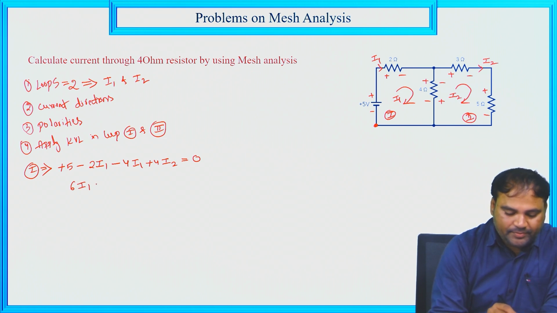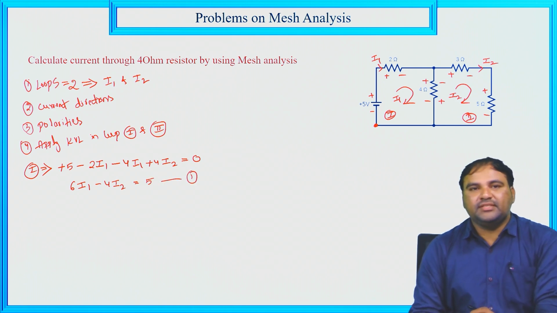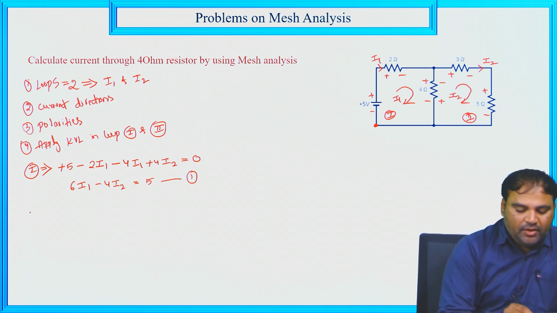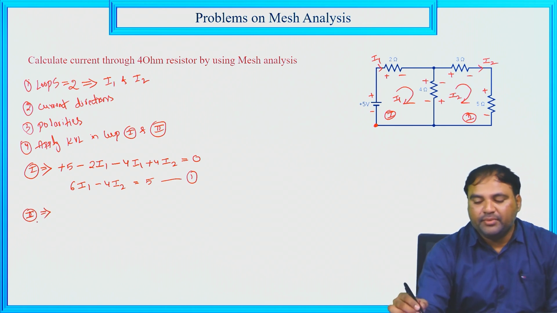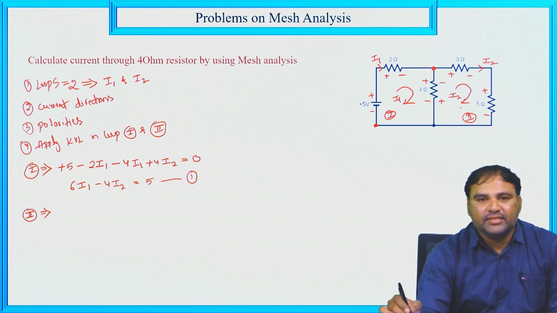Now simplify the equation: 6I1 minus 4I2 equal to 5. Let us take this as equation number 1. This is the first loop equation, and now we need to apply the KVL in the second loop. For the second loop, I am starting from this point. We have to go in the clockwise direction.